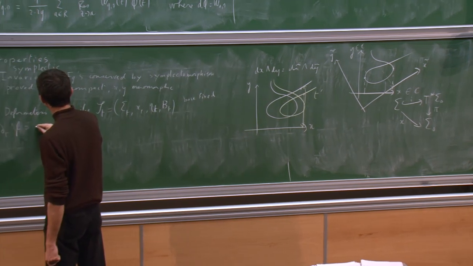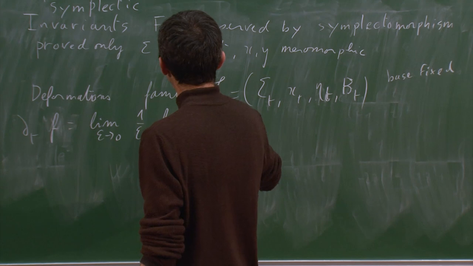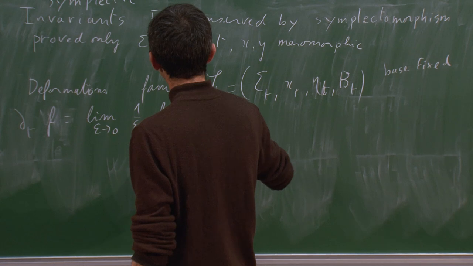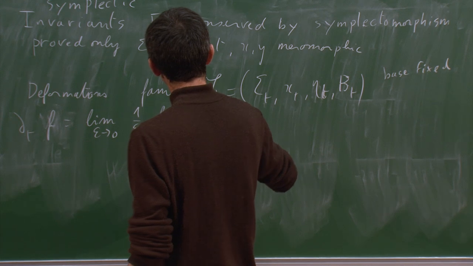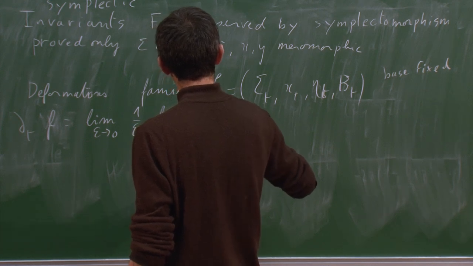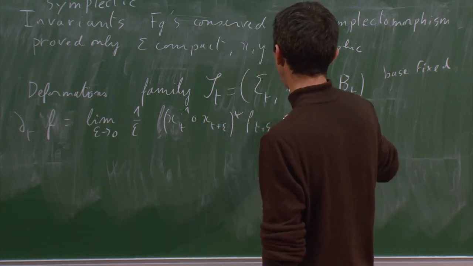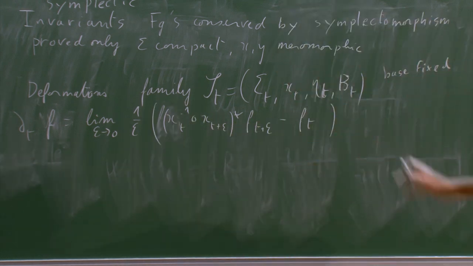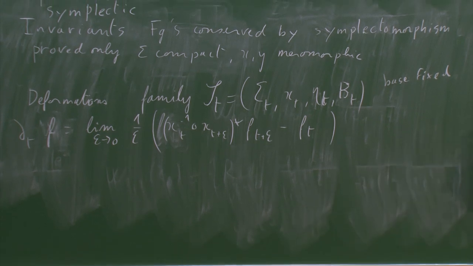So what you mean by that is the limit when epsilon goes to zero of 1 over epsilon times x_t minus 1, x_t plus epsilon, the pullback of f_{t plus epsilon}, minus f_t. Basically, it's something like that. I hope I didn't write it wrong. But that's the idea. To compare two things, you put it back on the initial curve.